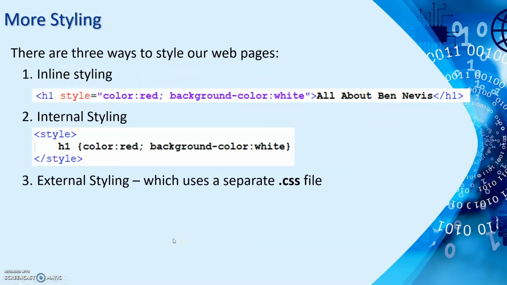There's 3 ways to style your web pages. Last week we looked at inline styling, where you put the style in the actual tag. We then looked at internal styling, where you put everything together in a style section inside the head section, and you put lots of styling in there all at once at the top of the page. And now we're going to look at external styling, which uses a separate .css file.